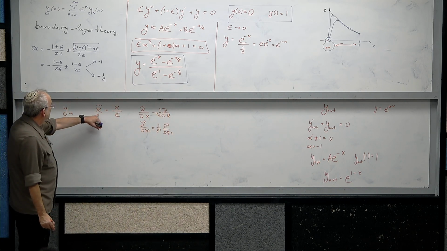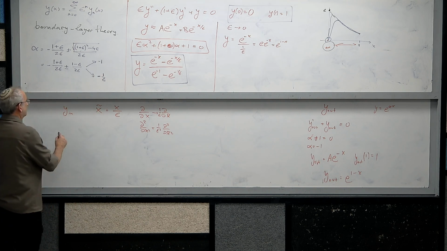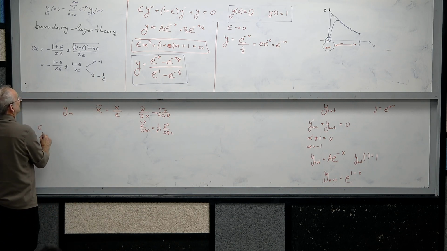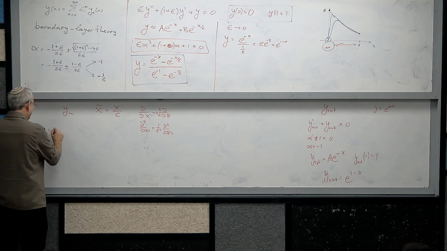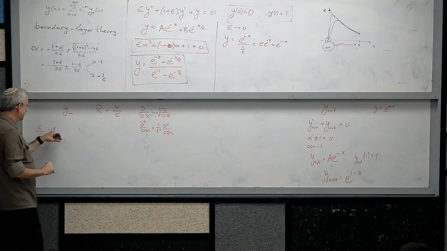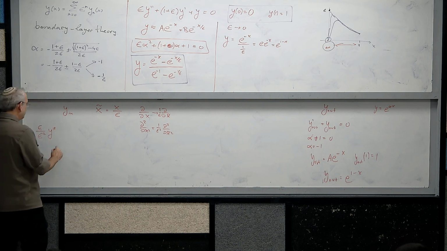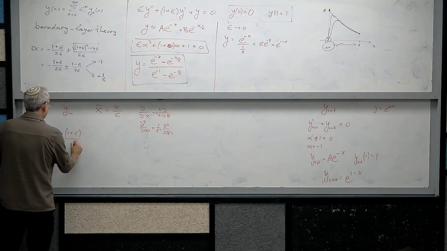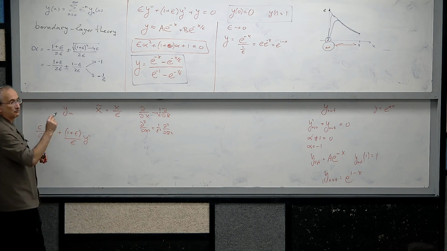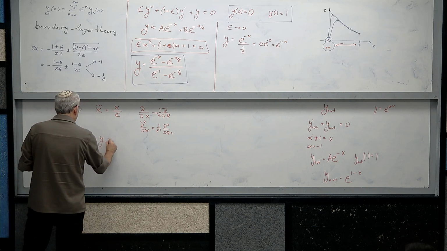So, if this is the case, now let's write the equation again. We have epsilon divided by epsilon squared times y double prime. Now, this prime is with respect to x tilde, not to x. Very important. Don't miss it, because this is now a second derivative with respect to x tilde. Again, plus 1 plus epsilon divided by epsilon times y prime, again with respect to x tilde, plus y equals 0.